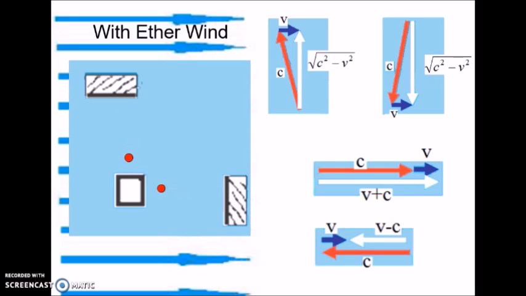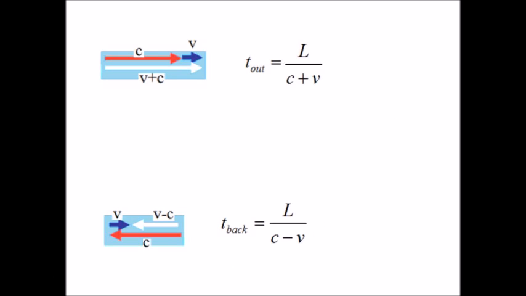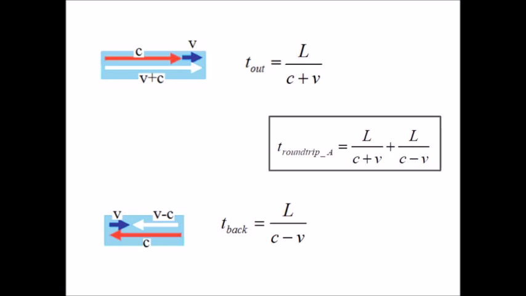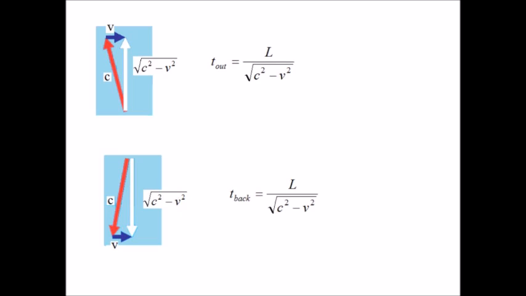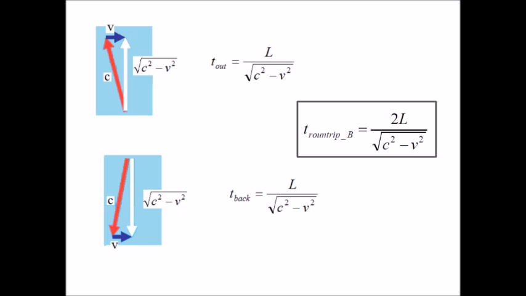Again, we'll start with the horizontal trip. The time for the round trip is just these two added together. Try plugging in values for c and v if you don't believe me on this, but the time really is greater than L over c times 2. Now the vertical trip. Yeah, it's not really vertical. Anyway, this is a little bit more difficult, but notice that it's equal time going out and coming back. So that's nice.